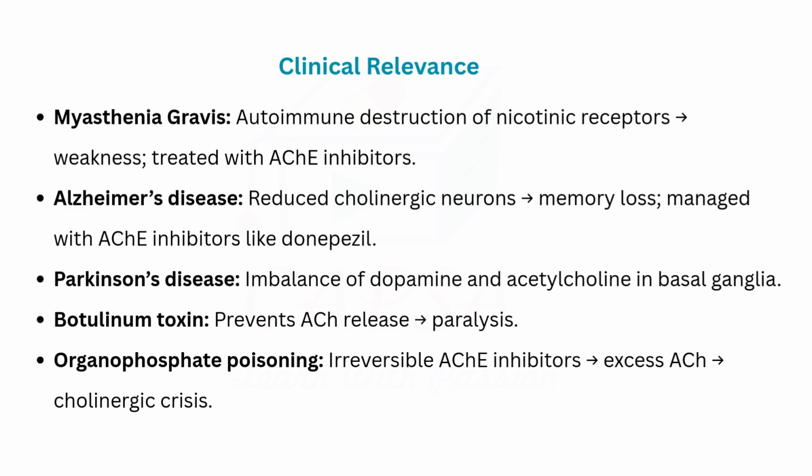Organophosphates are chemicals found in some insecticides and nerve gases. They irreversibly inhibit the acetylcholinesterase enzyme, which causes an excessive buildup of acetylcholine. This results in overstimulation of both muscarinic and nicotinic receptors, producing what is called a cholinergic crisis with symptoms like salivation, sweating, muscle twitching, and potentially respiratory failure.